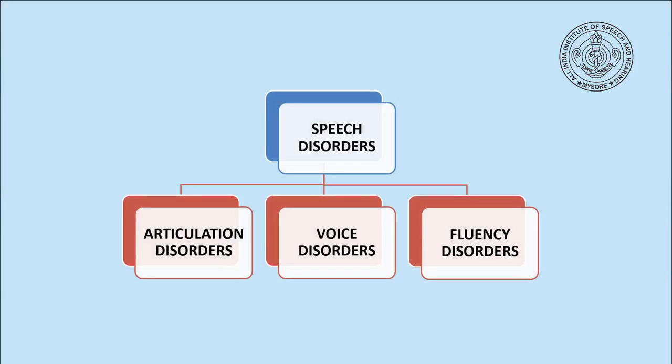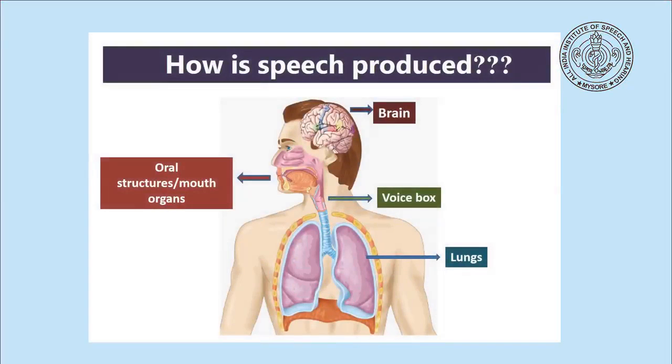Before trying to understand what speech disorders refer to, one should know how speech is produced. The air coming out of our lungs moves through our voice box, making our vocal folds vibrate, leading to the production of sound. This sound travels further upwards in our vocal tract, and when it reaches the mouth, it is shaped into speech sounds by the movement of the lips, teeth, and the tongue.